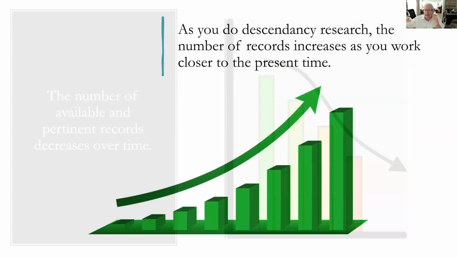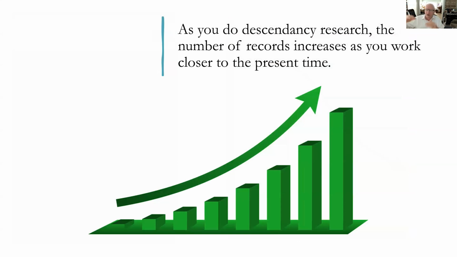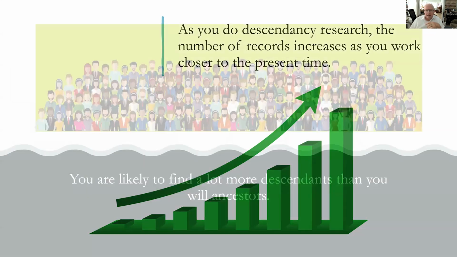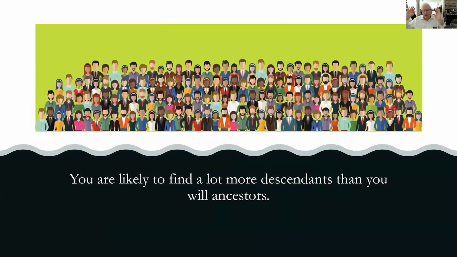On the other hand, when we look at the number of people, as you do descendancy research and go closer to the present, not only do the number of records increase dramatically as you get into the 1800s or even closer to the present, but you're likely to find that you have a lot more descendants than you will ancestors. In other words, you'll have relatives, people who are related to you, but they'll be like second cousin, 3 generations removed, fourth cousin, fifth cousin, 10 generations removed, anything like that. In other words, they'll be in that category rather than people who are usually considered to be closely related to you and your family.